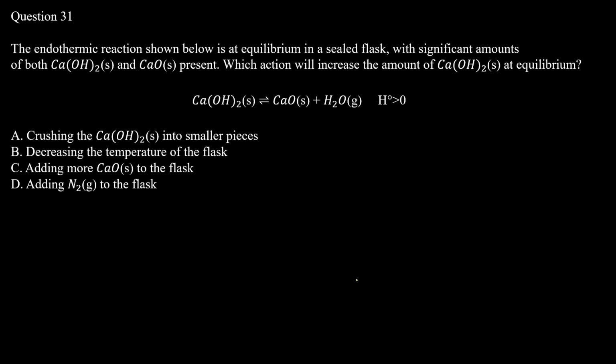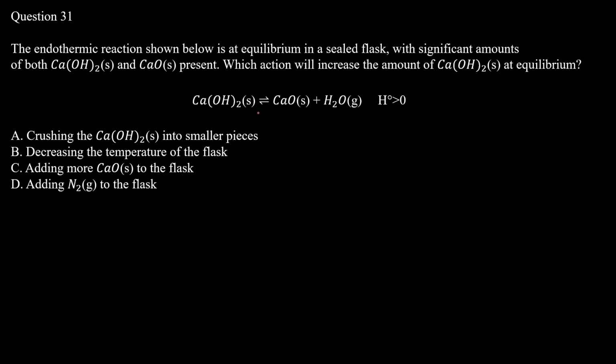Alright, so let's start with question 31. The endothermic reaction shown below is at equilibrium in a sealed flask with significant amounts of both calcium hydroxide and calcium oxide present. Which action will increase the amount of calcium hydroxide at equilibrium? So we're basically trying to figure out what's going to shift the equilibrium such that more calcium hydroxide, or more reactants, are being produced.